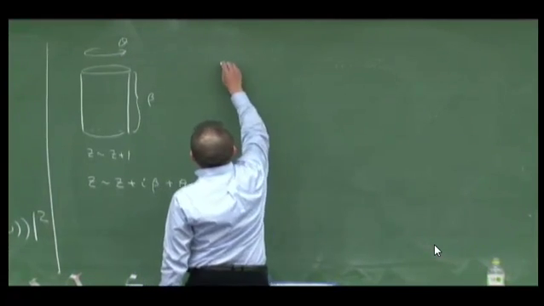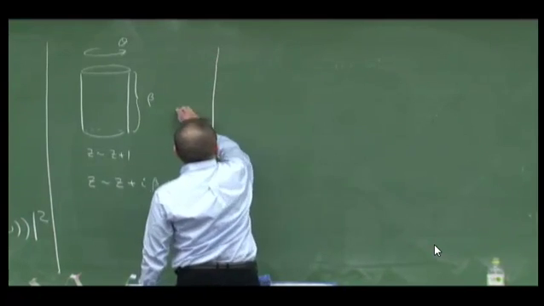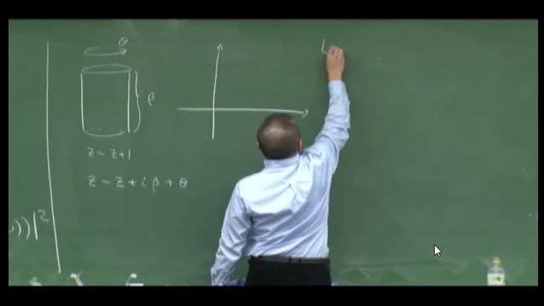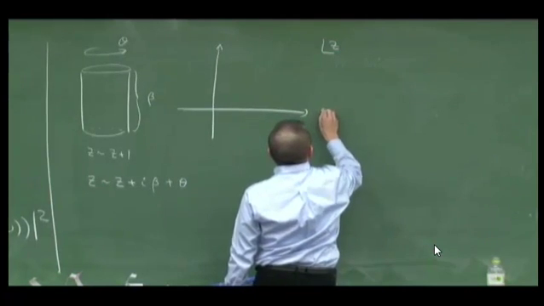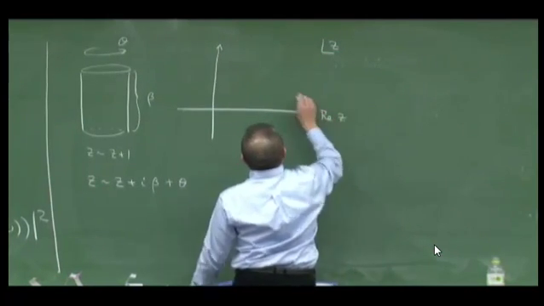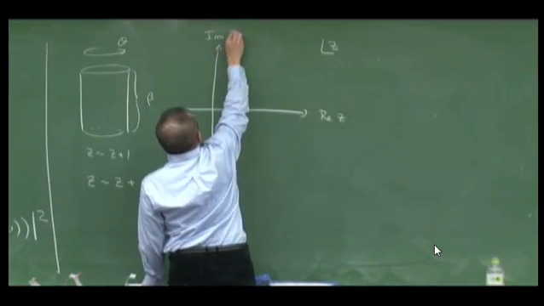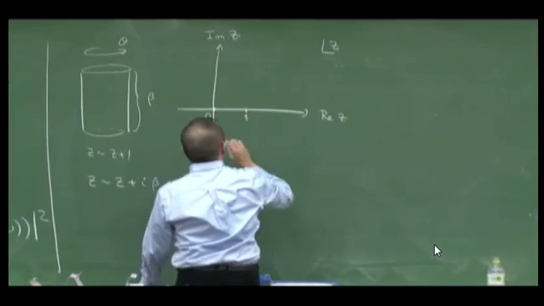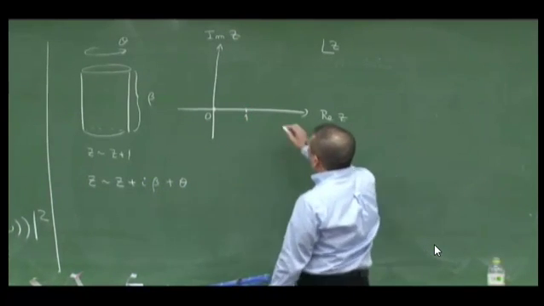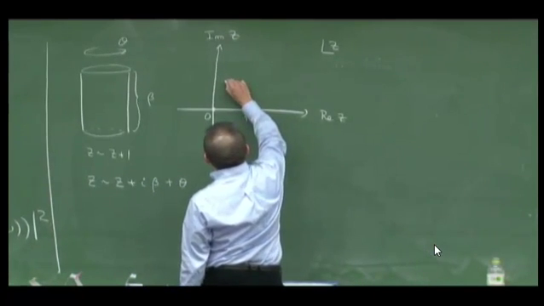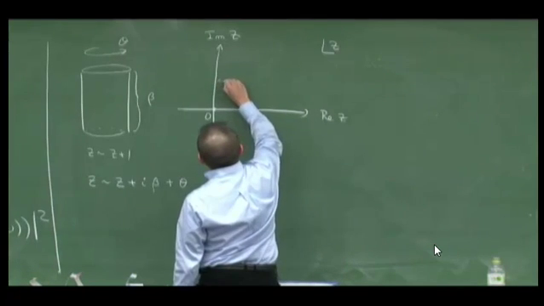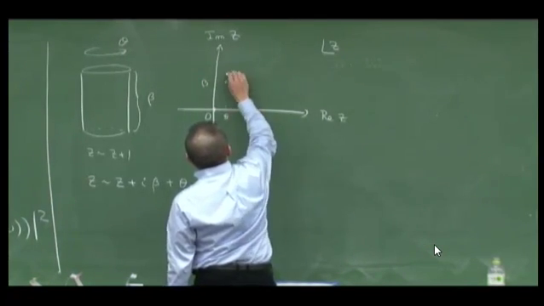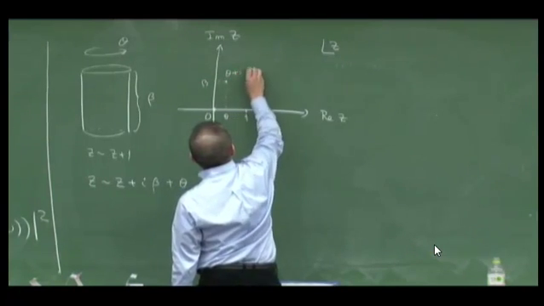So what we are doing in the complex plane is this. This is a complex plane, this is the real direction, and this is the imaginary direction. This is 0, this is 1. Now I'm going to introduce one more point on the complex plane here, which is theta plus i beta.